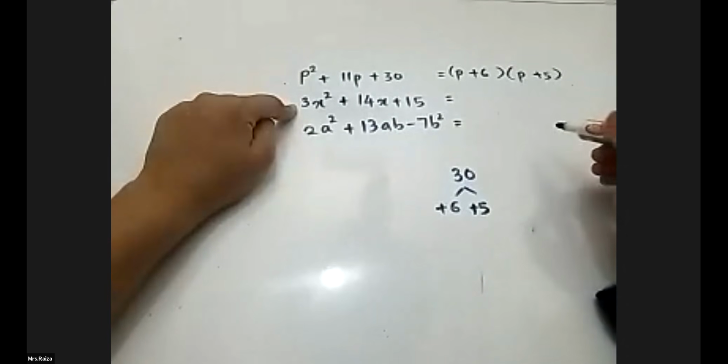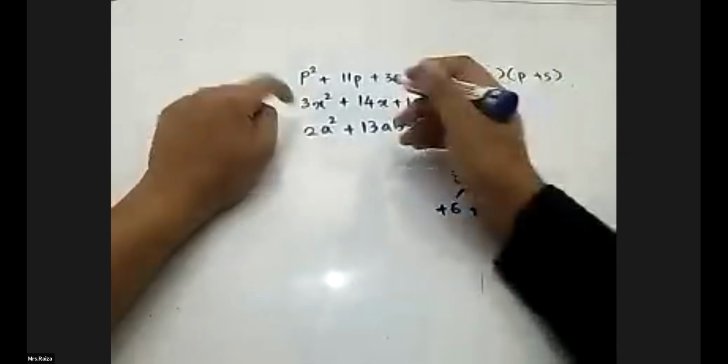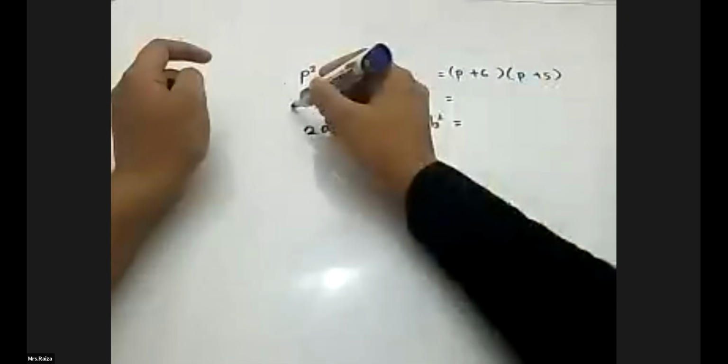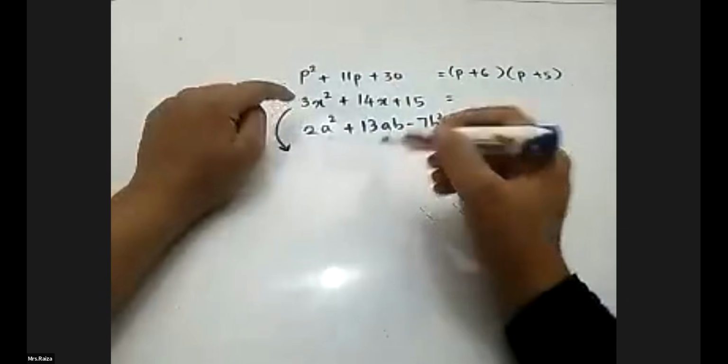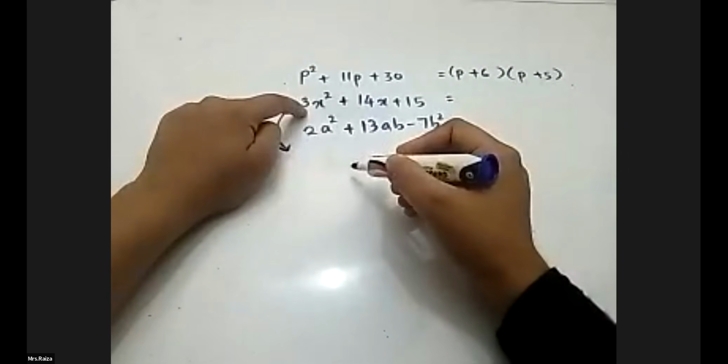Now I'm coming to this one. Here you can see you have 3x squared. Now this is done in a different method because the coefficient is more than 1. Now look at the board. When you are doing this one, you have to take this method. 3x and 3, how do you make 3?